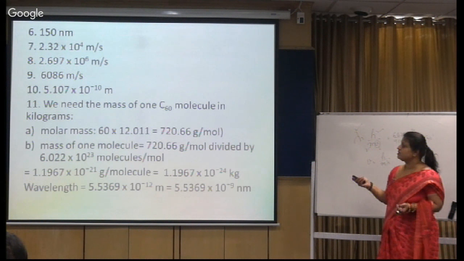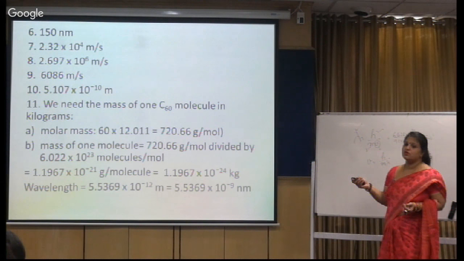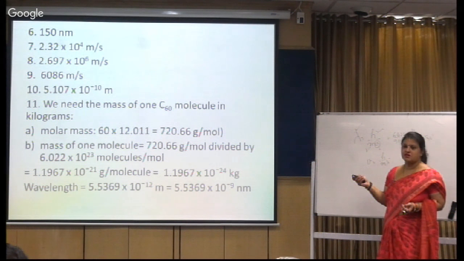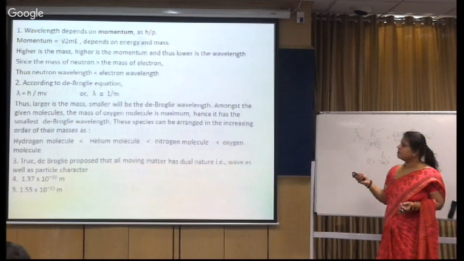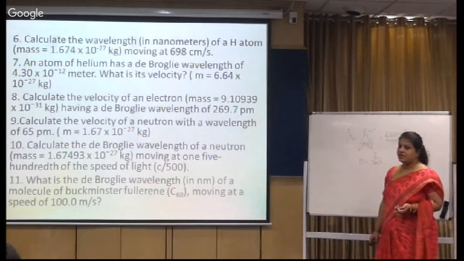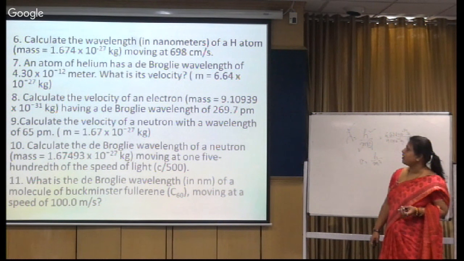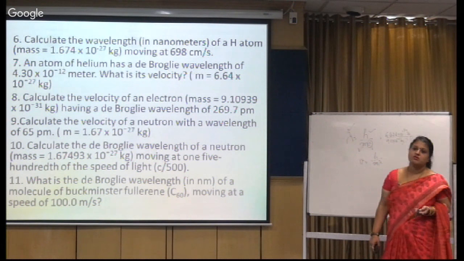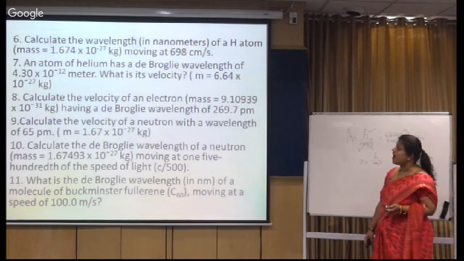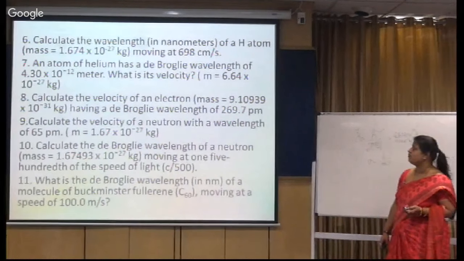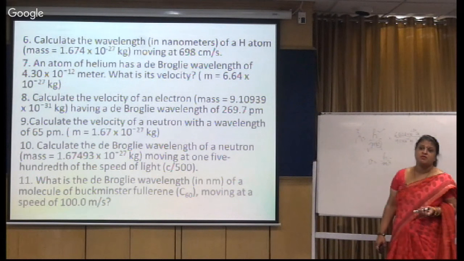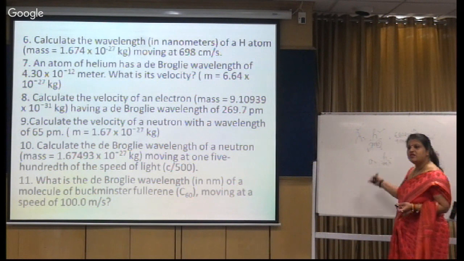The answer for this is 2.32 into 10 to the power 4 meter per second. Okay? Move on to the next. Calculate the velocity of an electron. Mass is 9.10939 into 10 to the power minus 31 kg, having a de Broglie wavelength of 269.7 picometer. Here again, you'll have the same formula.